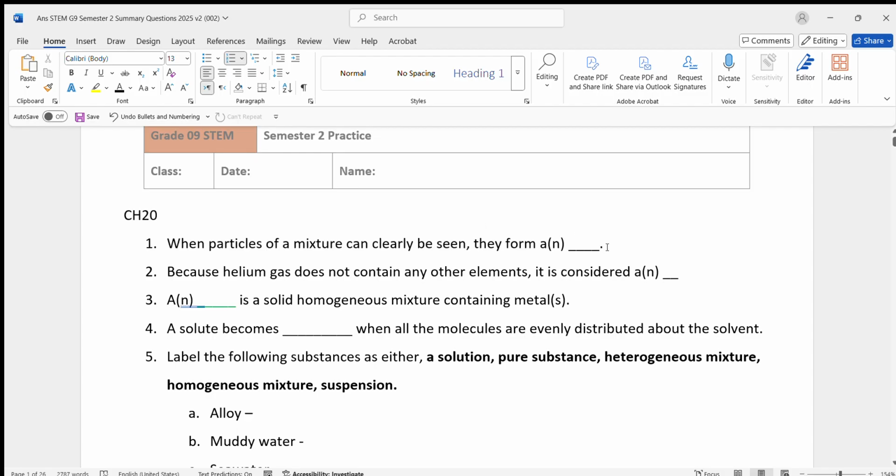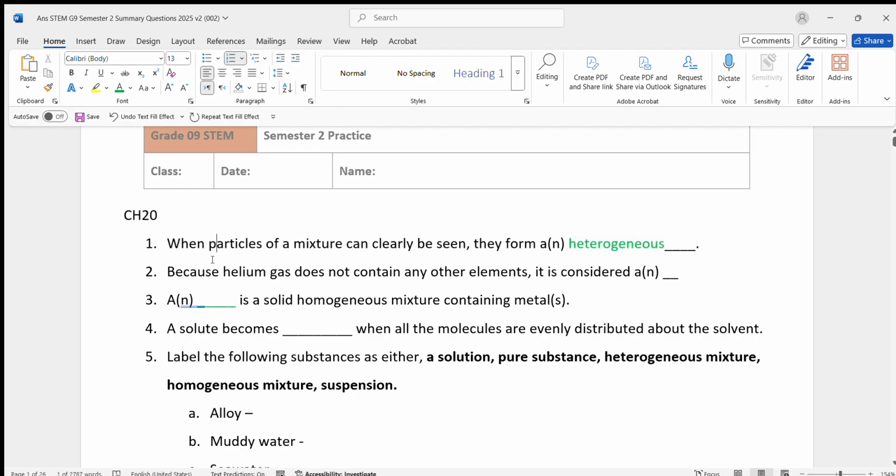Now, question number one, it says when particles of a mixture can clearly be seen. When you see something clearly, they form a heterogeneous mixture, is the answer.